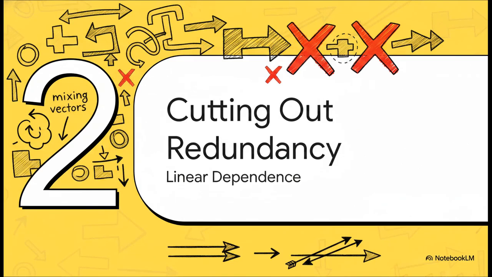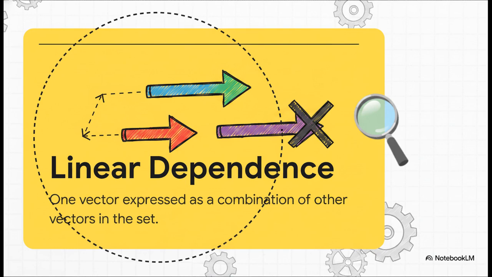All right, moving on to Section 2, cutting out redundancy. Now that we can successfully mix vectors, how do we spot and eliminate the useless mathematical dead weight? So here is the absolute crucial point we need to understand: linear dependence. A set of vectors is linearly dependent if you can build at least one vector in that set by using a linear weighted combination of the other vectors in that exact same set.